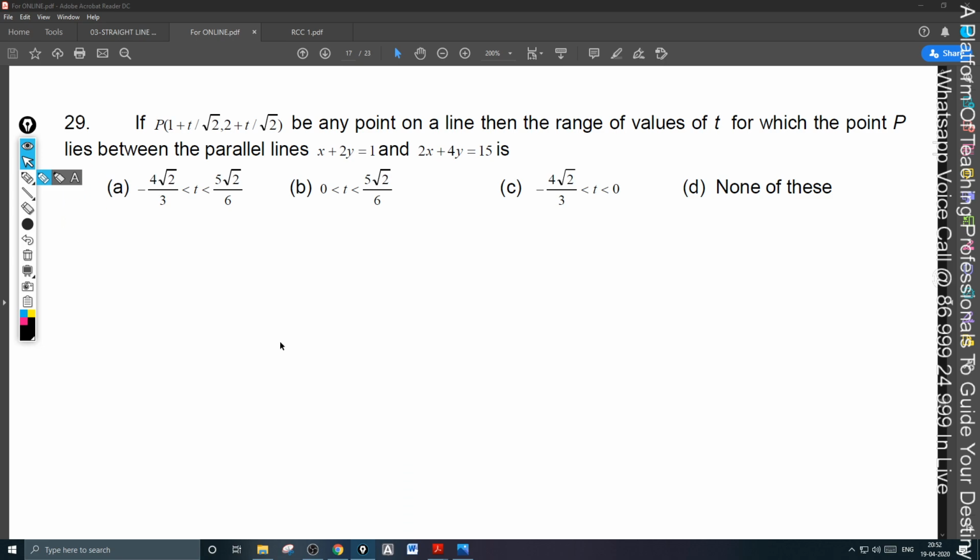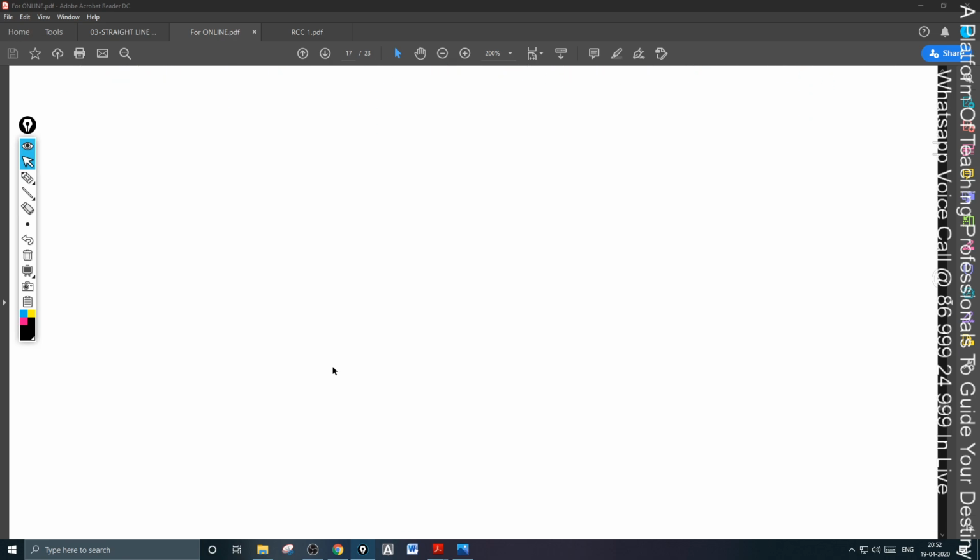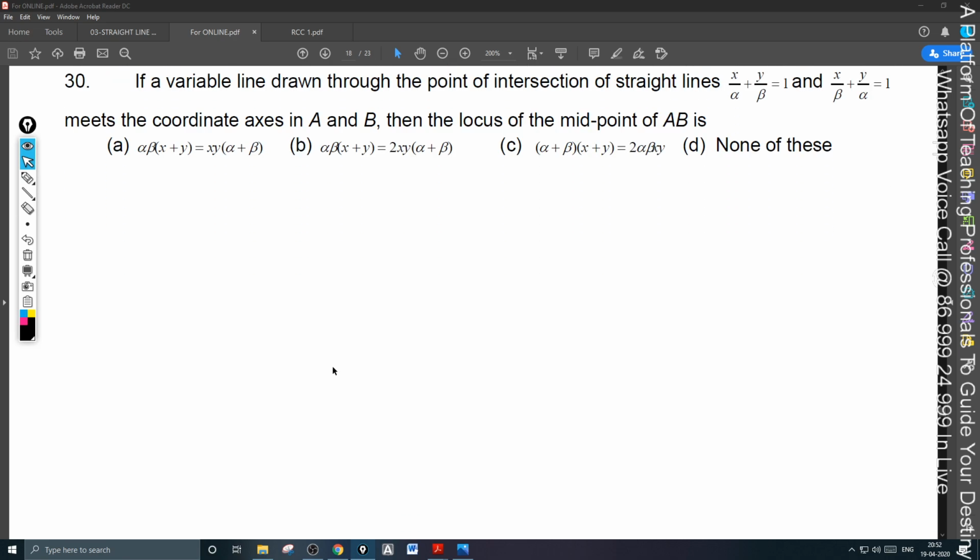I did it. 29th, I did it. This is also an important question based on the locus. If a variable line drawn through the point of intersection of straight lines x by alpha plus y by beta is equal to 1 and x by beta plus y by alpha is equal to 1 meets the coordinate axis in A and B, then the locus of the midpoint of AB is.